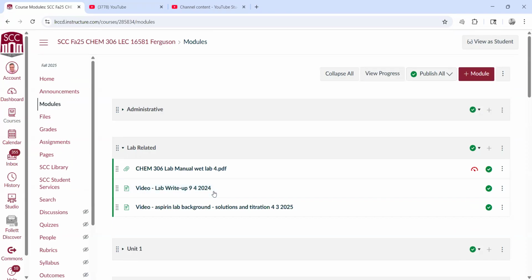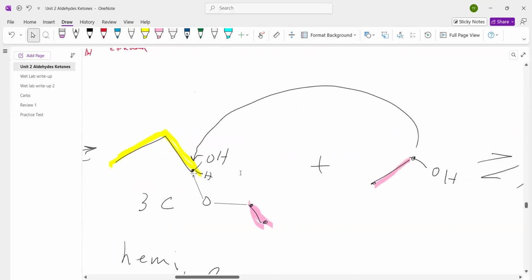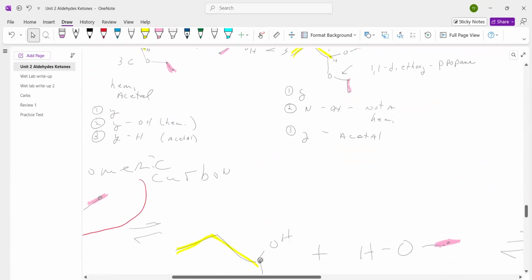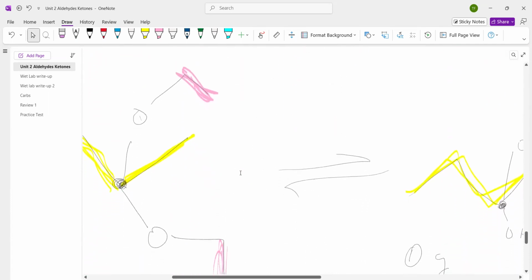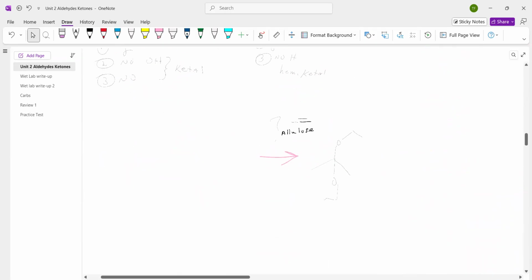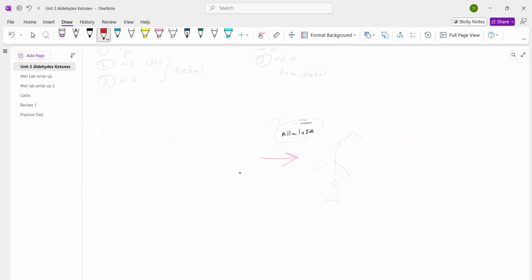So the pre-lab you're going to need to have for today, or I need broom. By the way, this is a brand new sugar substitute. It's a big deal.